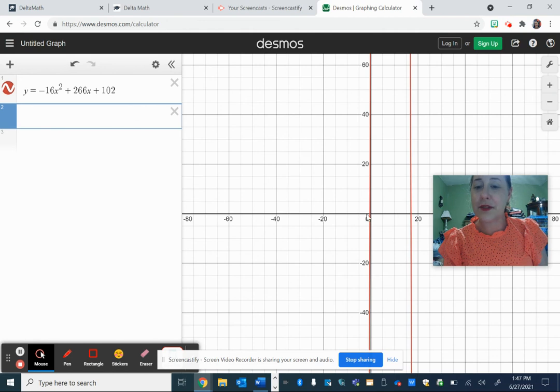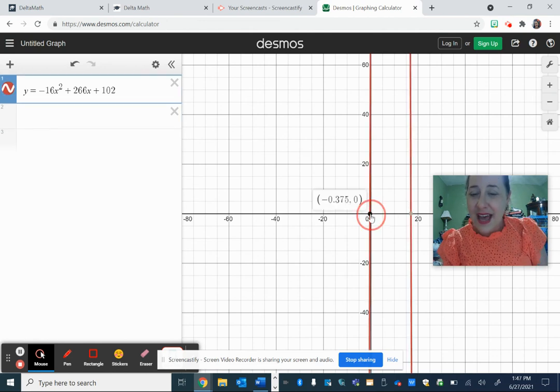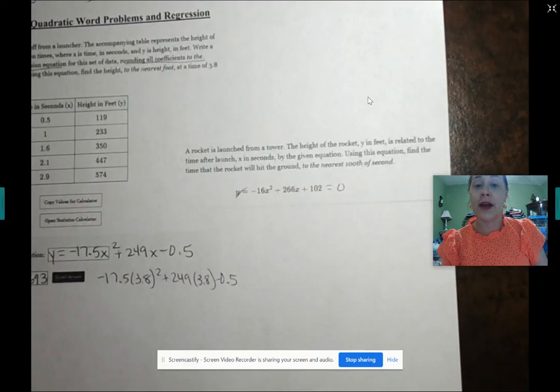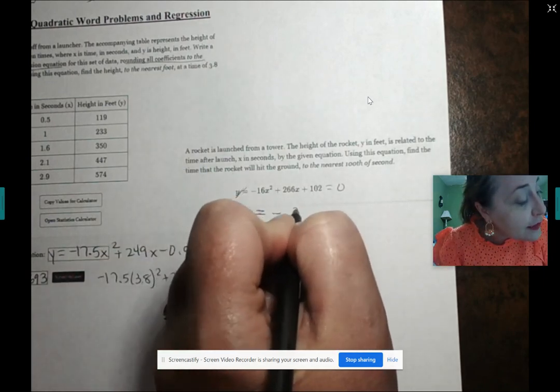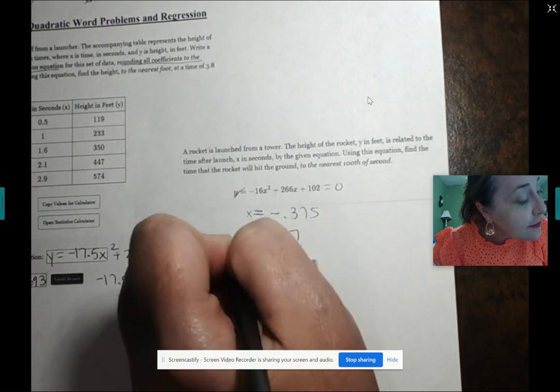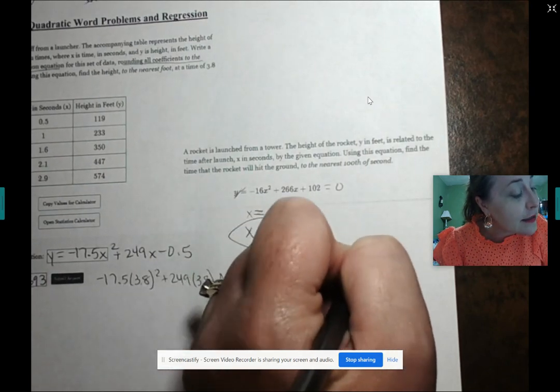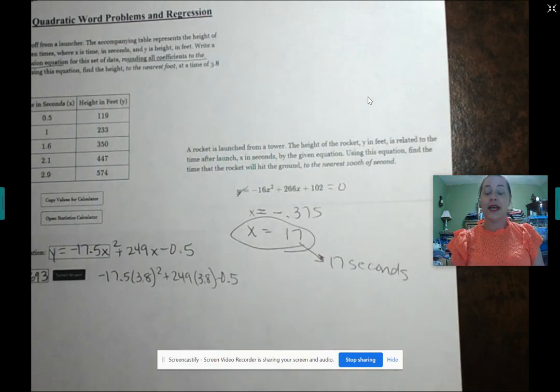I can see that it happens twice. It happens once at negative 0.375. That is an x value that does not make sense as far as time goes. So I'm going to go ahead and go to the other one, and I can see that that's 17.0. That makes a lot more sense, that 17 seconds after the rocket launches, it lands on the ground, right? So we should have gotten negative 0.375 and positive 17. Positive 17 seconds would be the best choice. And that was a whole number, so we did not have to worry about rounding.